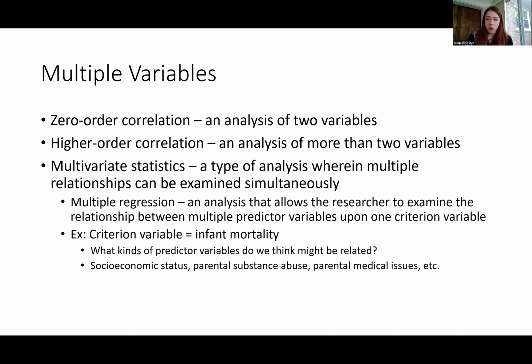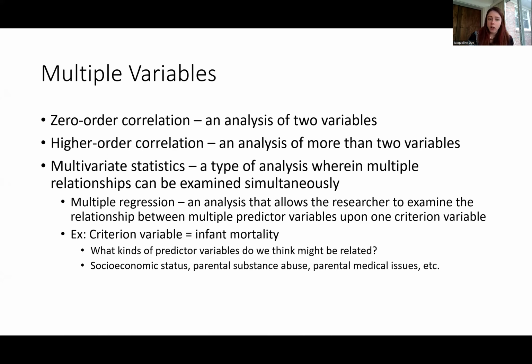And then just some things to be aware of. So we talked about two variable Pearson correlations. There is also analyses that can be done for multiple variables. So just a few terms to know. So a zero order correlation is an analysis of two variables. So that would be in the case of the Pearson correlation. Then there's the higher order correlation. So this is an analysis of more than two variables.